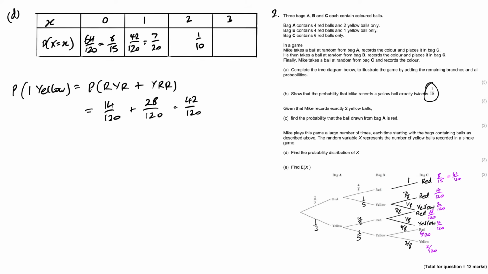2, obviously we've got that answer there, so we can just pop that straight in as our 1/10. And 3 is just 3 yellows, so the probability of 3 yellows is just my yellow, yellow, and yellow, isn't it? Which is 2 over 120, so that's 2 over 120 or 1 over 60 there. Nice and easy, I think. So there's my probability distribution of X.